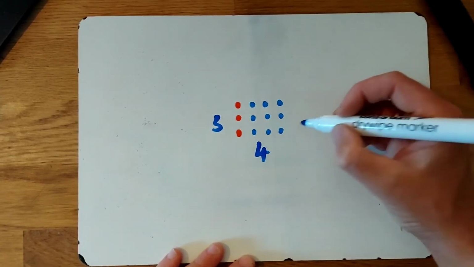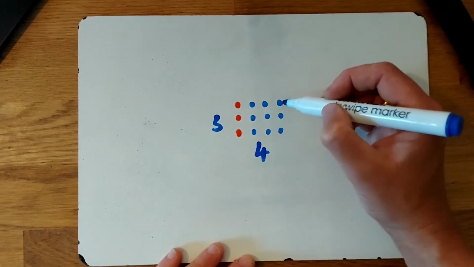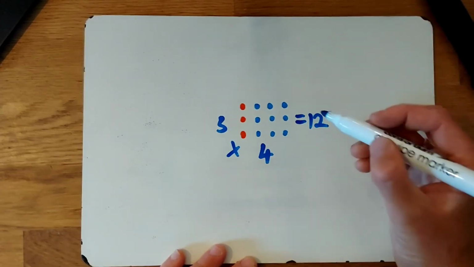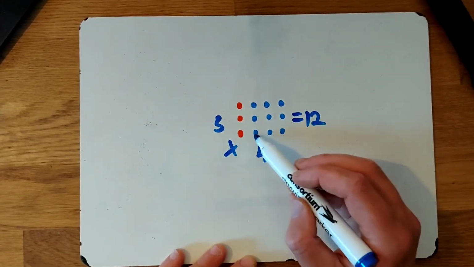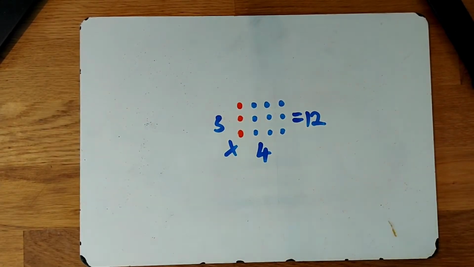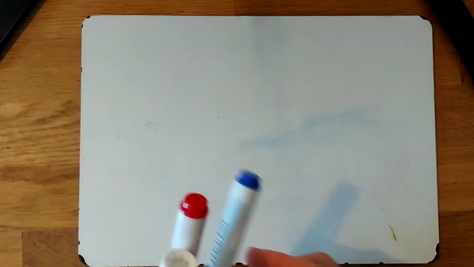And it does actually give me the answer. So if I counted all these dots, 1, 2, 3, 4, 5, 6, 7, 8, 9, 10, 11, 12, I'd get 12, okay? I could also go 3, 6, 9, 12. This should hopefully help you to see, oh, that's why we count on when we do our times tables, okay? So let's have another one.